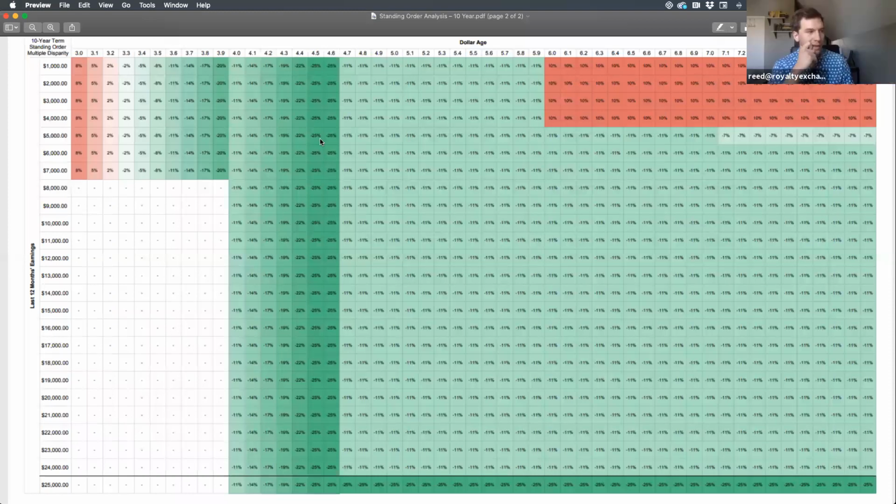Yeah, I think the biggest opportunities are where the sweet spot would be for me here, where there's no orders, so you could come in and place an order there and definitely capture a lot of this. Those are 10-year terms at a dollar age of between 3 and 3.9, over $8,000 in LTM. Right. Yep. So go place your orders there now, folks.